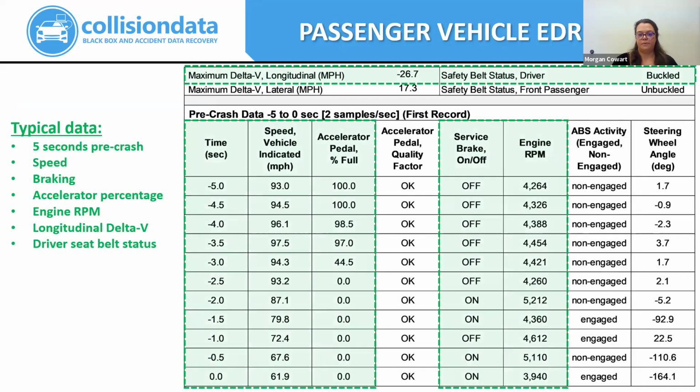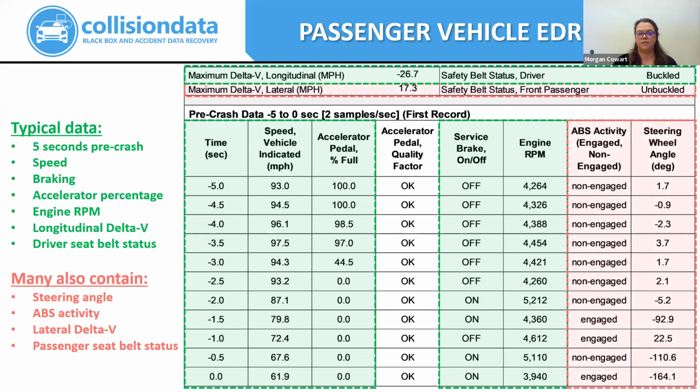And here we have an example of the data that you would get from a passenger vehicle. So you can see that it has 5 seconds leading up to the accident, incremented out in half-second timeframes. So on pretty much every vehicle, you will get this information listed here: your timestamp with your speed, your accelerator, your service brake, your engine RPM, your maximum delta V, and even the seatbelt status of the driver and the passenger. And then other vehicles may also include information such as your ABS activity and your steering wheel degree angle.